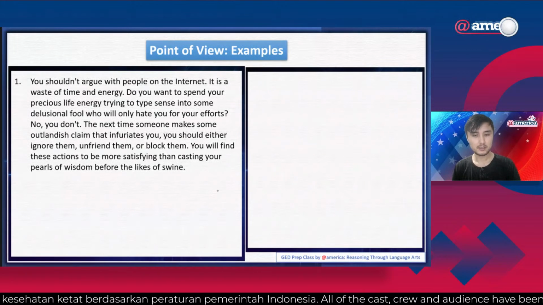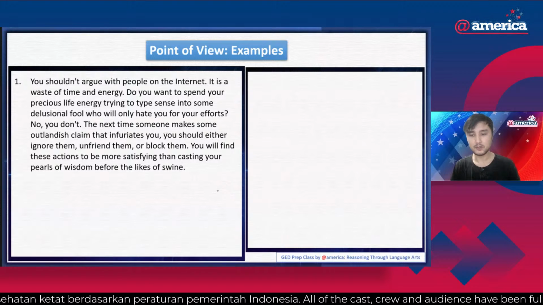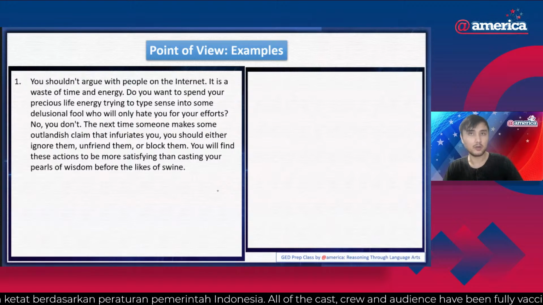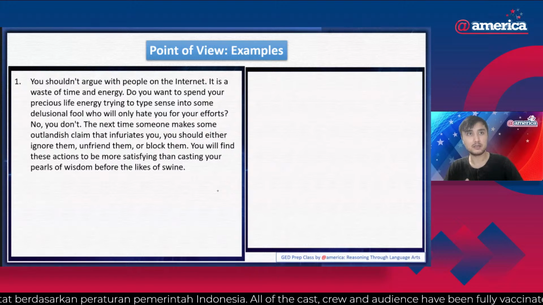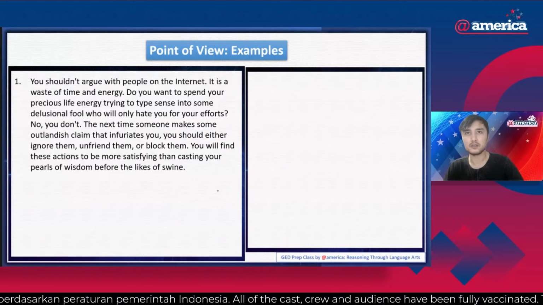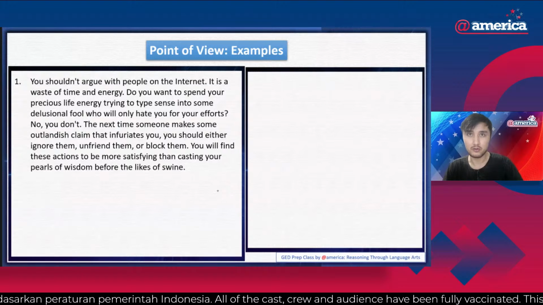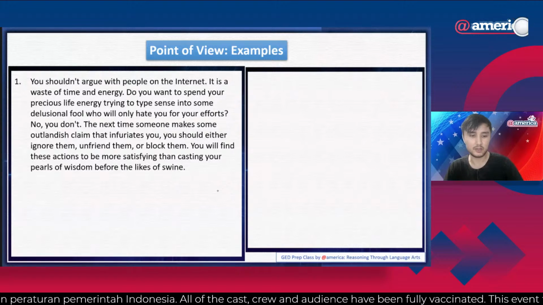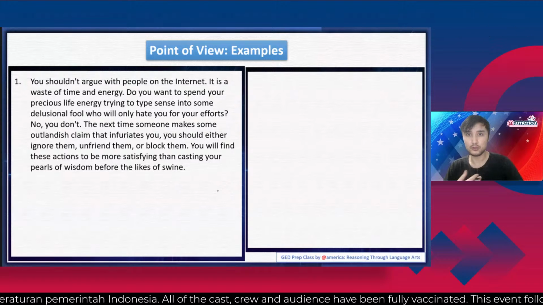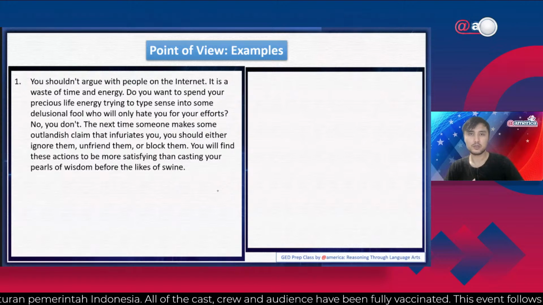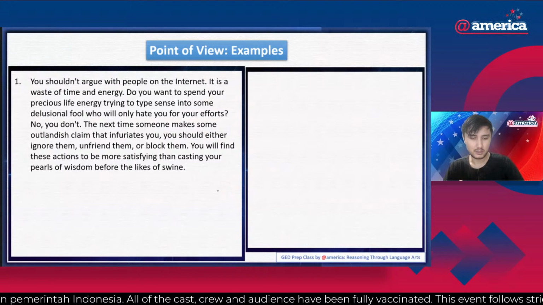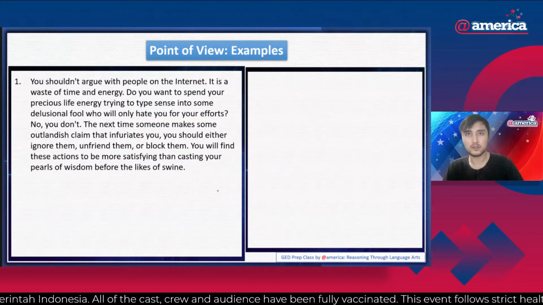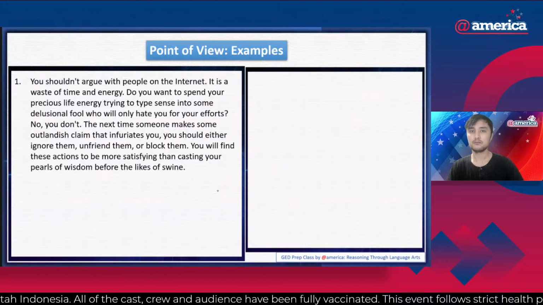Okay, the next one is again point of view examples. So this is the first passage. I want you to read this as well and send your answers in the chat box. I'm not going to have Mentimeter. If you read this and you understand from which point of view or perspective this is being narrated, then feel free to send your answers in the chat box.